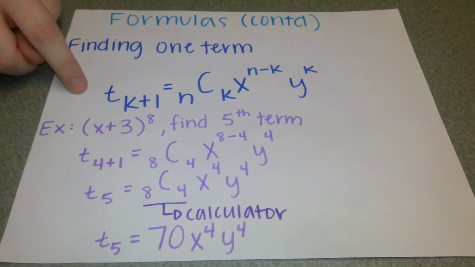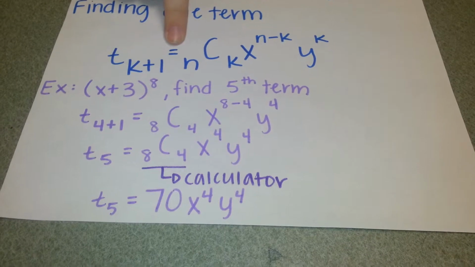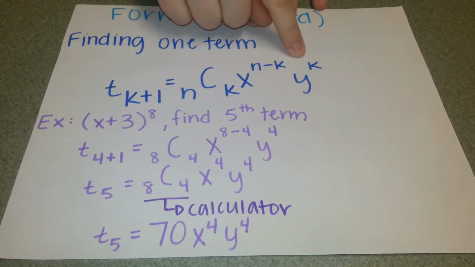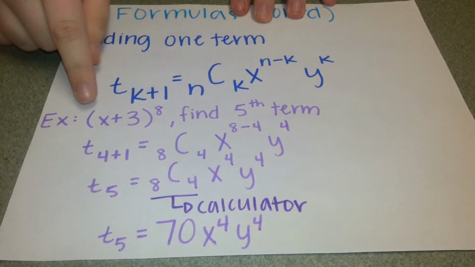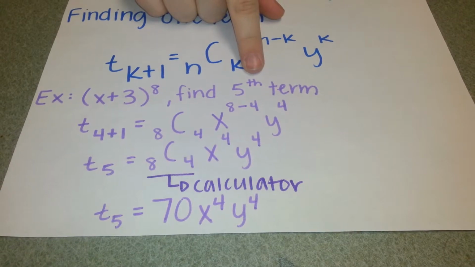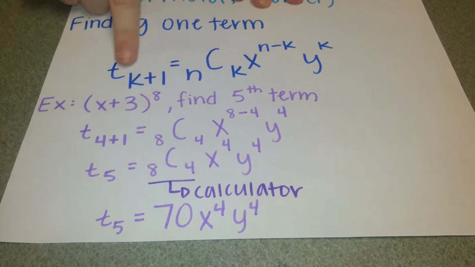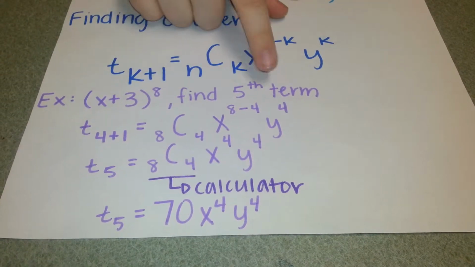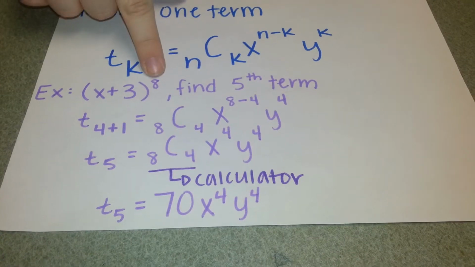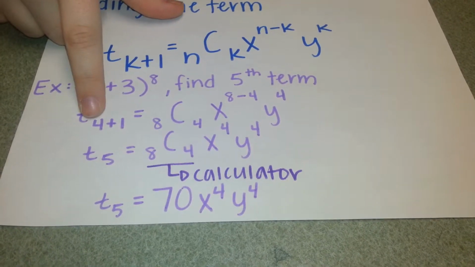If you want to find one term in a polynomial, we have this formula. T sub k plus 1 equals nCk x to the n minus k y to the k. For example, we have x plus 3 to the 8th in parentheses, and we need to find the 5th term. Down here you set t sub 4 plus 1. You want to set k equal to 4 because you want to get to 5. We have n equals 8, which is the exponent. You have C and then 4, which is k.